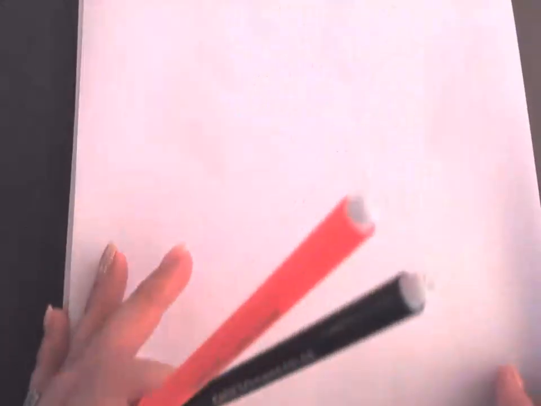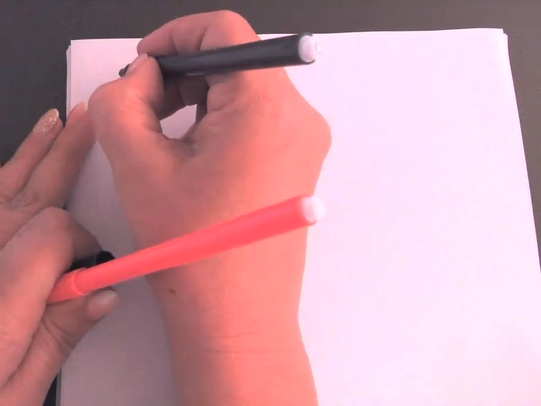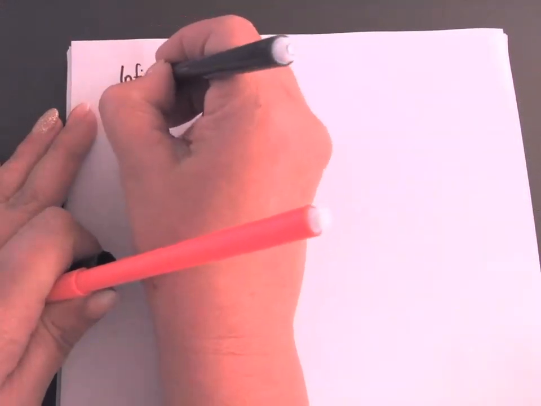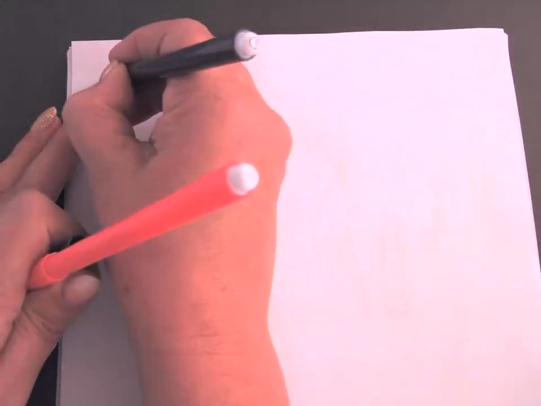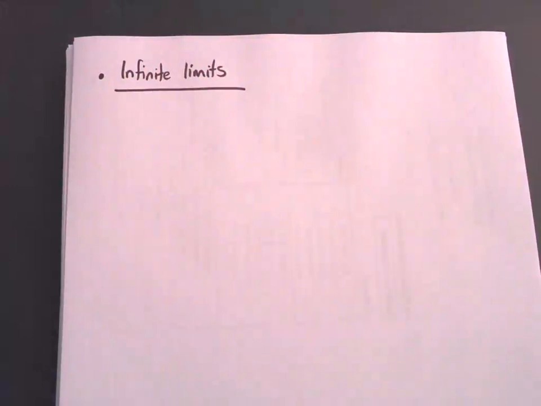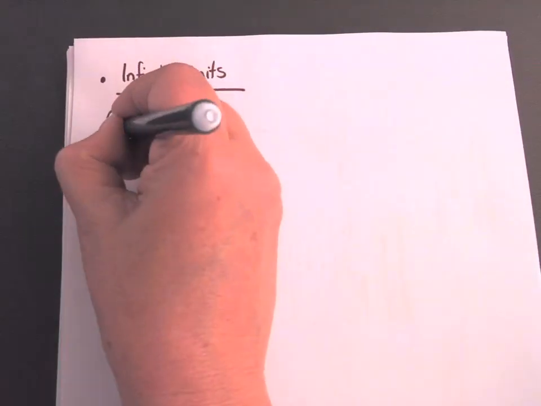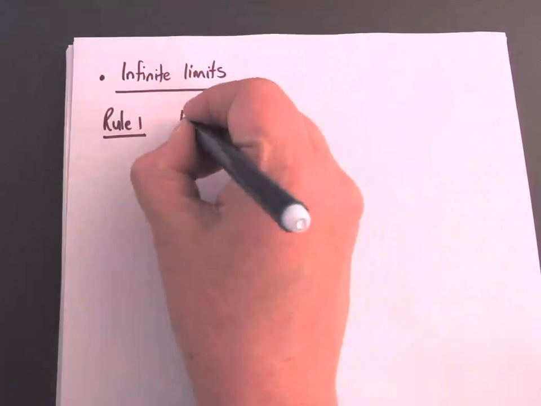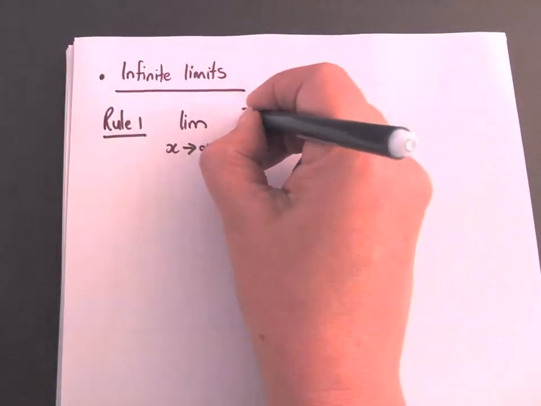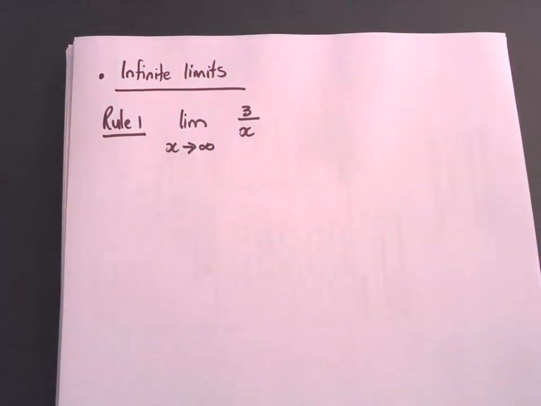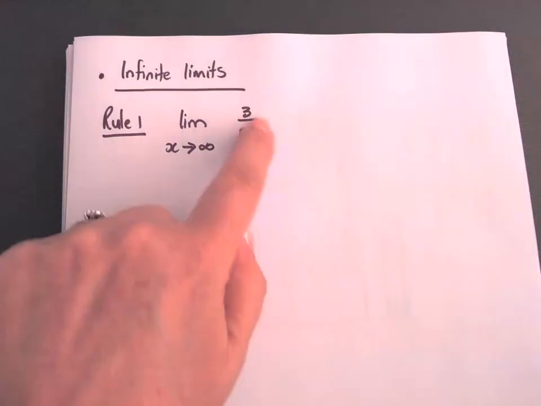Now the next question is, what will happen if we have a limit sum and we have infinite limits? There are 2 rules. Rule 1 is the limit where x tends to infinity of 3 over x. Now I'm just first going to explain how we get our answer for this one.